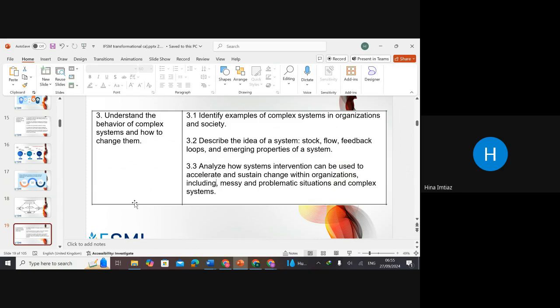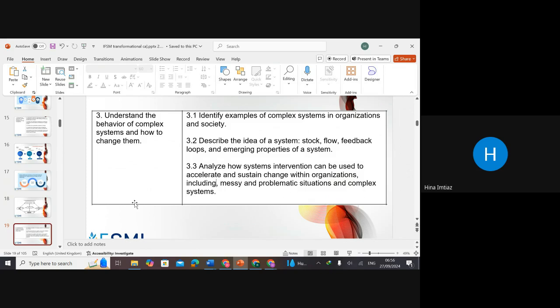The next question is to understand the behavior of complex systems and how to change them. For that, the learning outcome is that a learner, a participant, or a student of the diploma will be able to understand the behavior of complex systems and how to change them. So in the first question, you have to identify examples of complex systems in organizations and society.